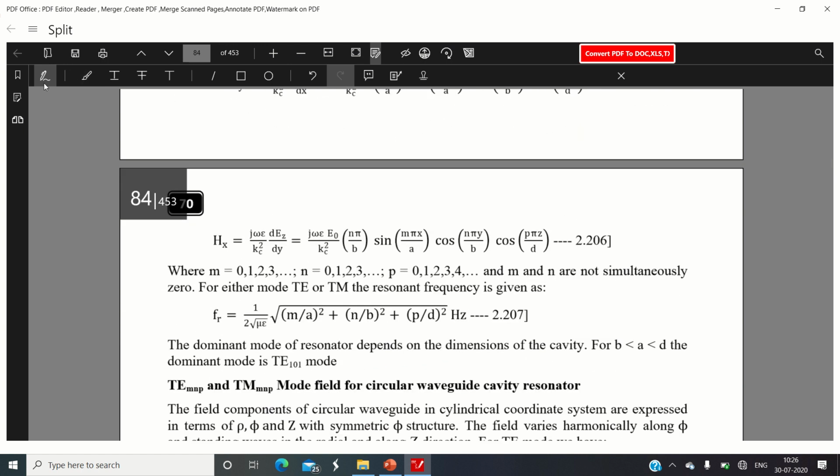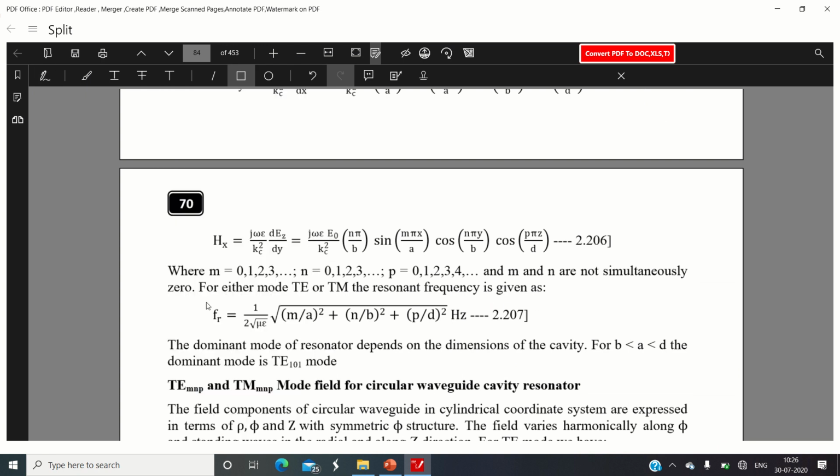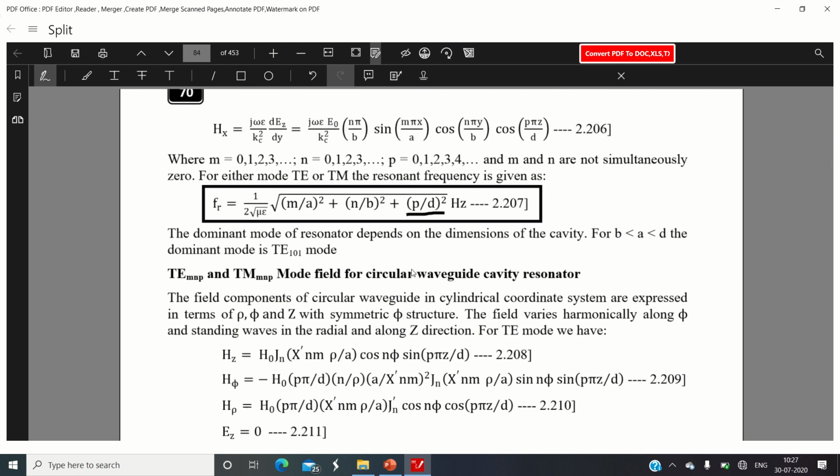The only difference between the waveguide and the waveguide cavity resonator is that the resonating frequency is a little bit different. If you observe this particular equation, we need to take into account the third parameter, the P part. This is the additional part over here. The rest of the resonating frequency expression is the same as that of the cutoff frequency of the rectangular waveguide.